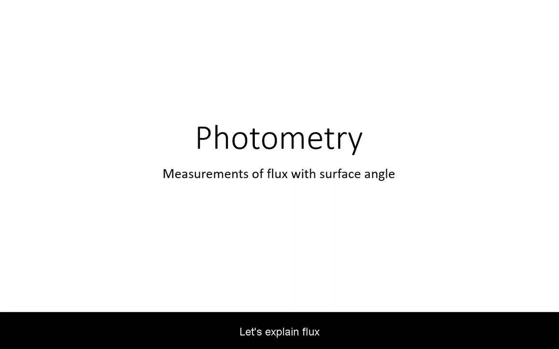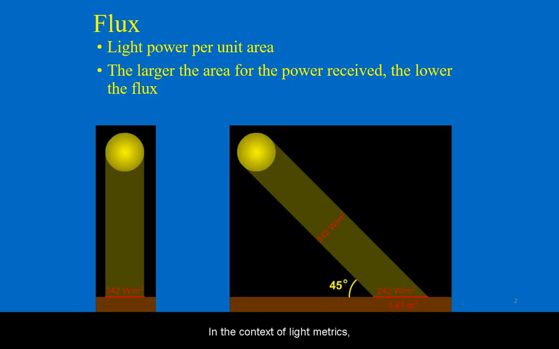Let's explain flux by measuring it. In the context of light metrics, flux is the light power per unit area. Given a constant source of power, the more you spread out that incoming power, the lower the flux.